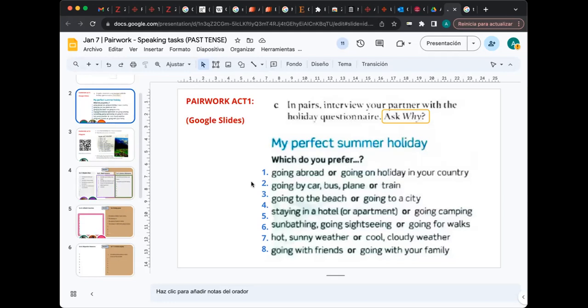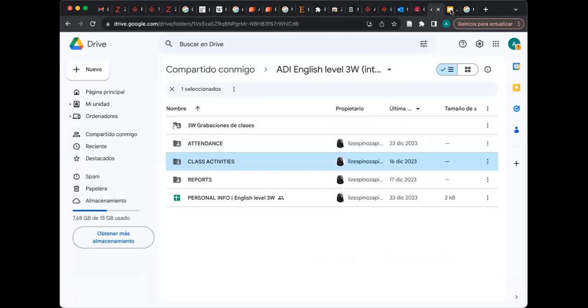Which do you prefer, going by car, bus, plane, or train? I prefer to go by car. It is more comfortable.